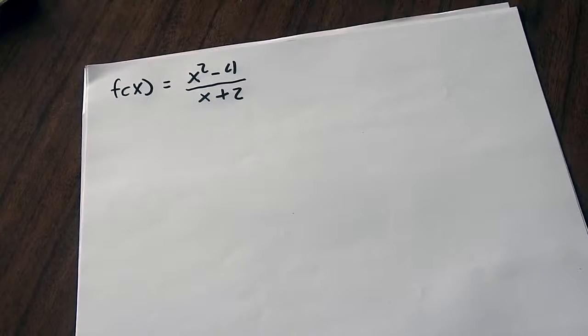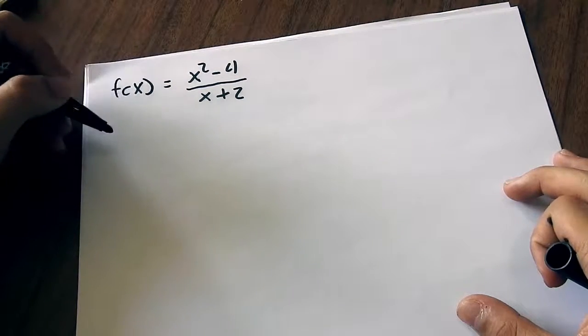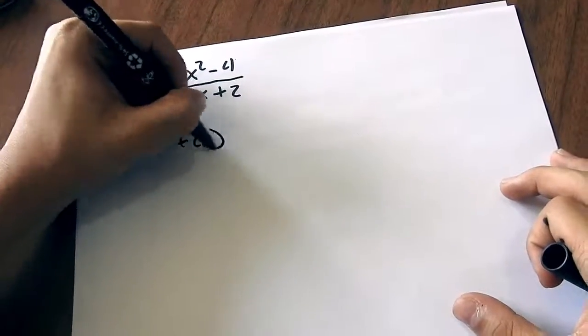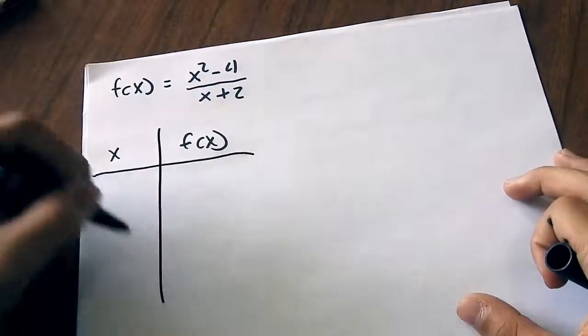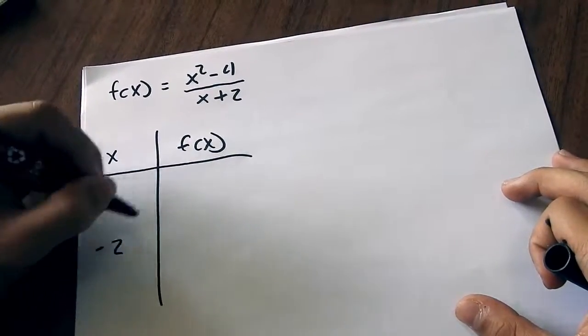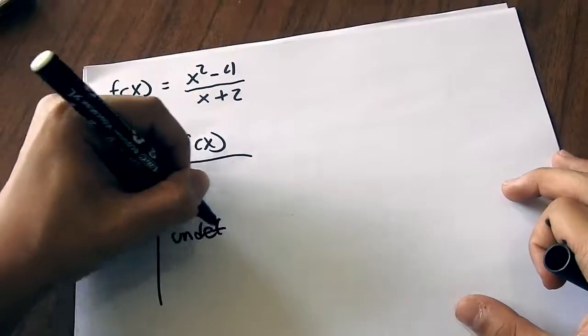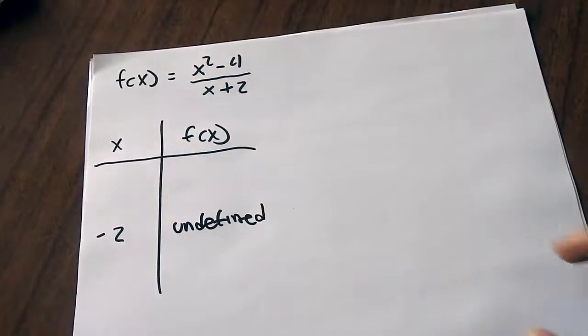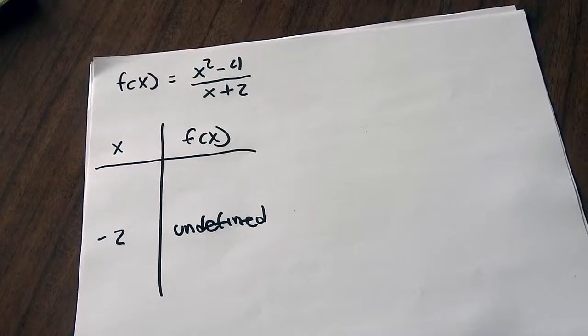So to solve it numerically, as I said before, we need a table of values. To make it easier, we're going to take values smaller and bigger than negative 2 to understand the behavior around the values. So we're going to start constructing our table of values. Here we have x and f of x. If we take negative 2, we know that that is undefined. But what happens when I take values bigger than negative 2?